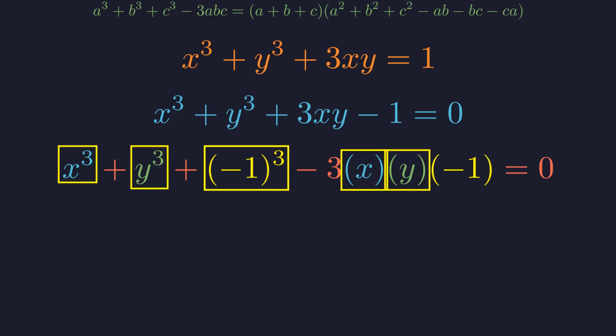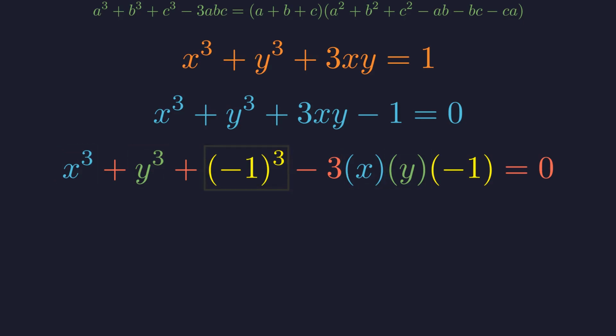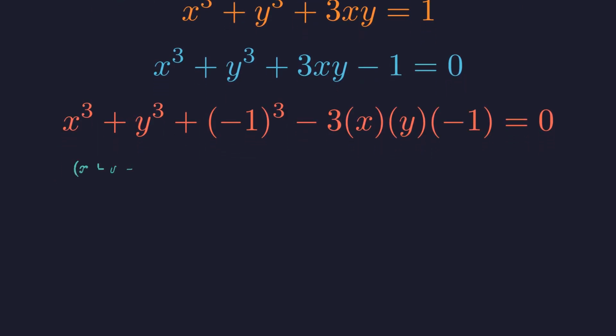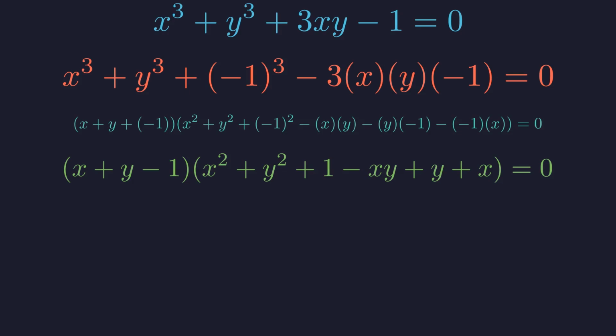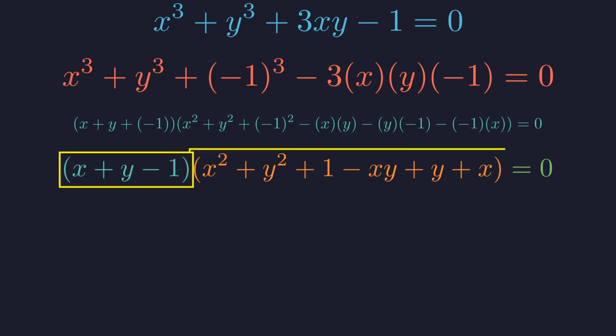With this setup, we can use the factored form of the identity. Just substitute x, y, and minus 1 for a, b, and c. Let's expand and simplify this expression. We've turned a messy cubic into the product of two simpler expressions. If their product is 0, then at least one of them must be 0. Let's see what that means. So, either the first factor is 0 or the second factor is 0. Let's look at both possibilities.